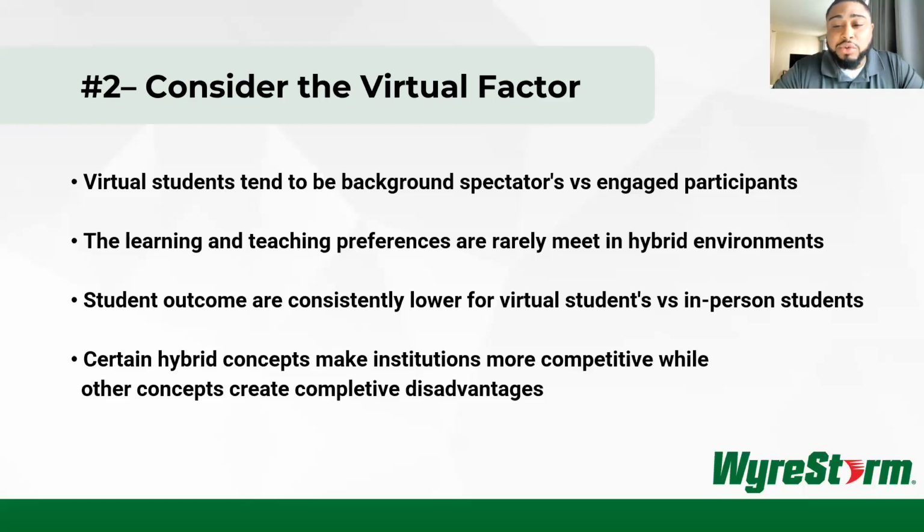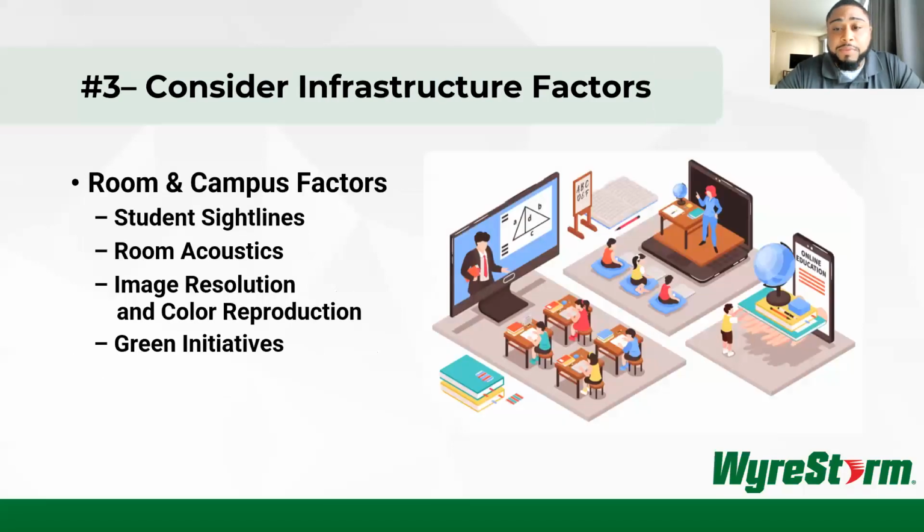Certain hybrid concepts make institutions more competitive, while other concepts create competitive disadvantages, right? So again, you're taking students on tours through your universities on a daily basis. And if they don't see the virtual setup that maybe they're looking for, that could be a disadvantage to your admission, right? So again, make it a priority, make it a main thing, just like for the physical students, but also balance the fact that you do have to manage student outcomes and you do want those students to be present. Number 3 is infrastructure factors.